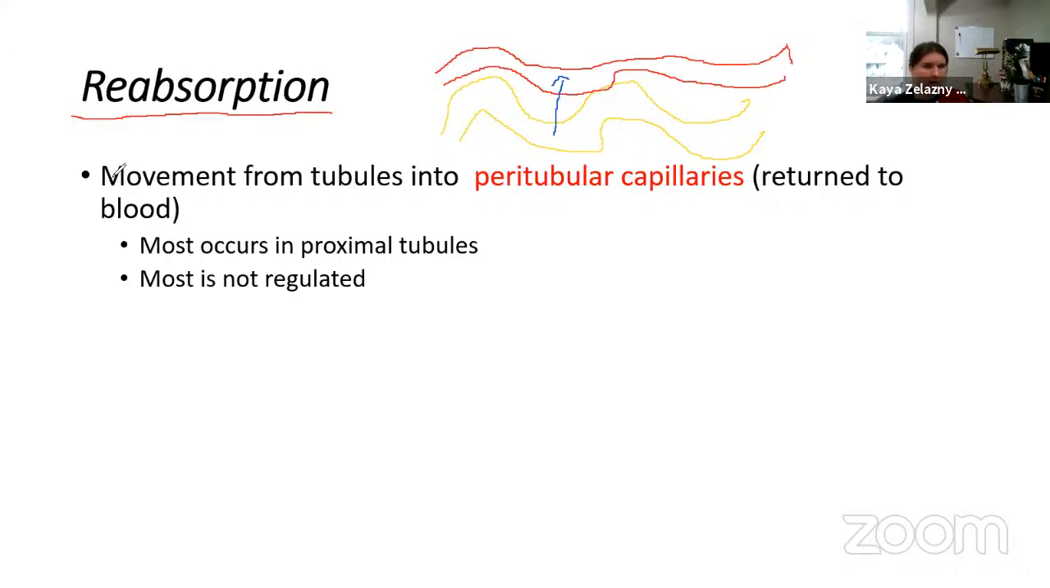We're also going to be reabsorbing things that we use as nutrients, right? So we talked at the beginning about glucose. Glucose is one of the really important things that we're going to be reabsorbing, right? It does initially get filtered into our nephron, but we want to take it back. We want to use that to make ATP. We don't want to lose it in the urine. So this reabsorption is mostly going to be occurring in the proximal tubules. Most of it is not going to be regulated, right? We're going to be doing kind of bulk reabsorption, especially of water in this region.